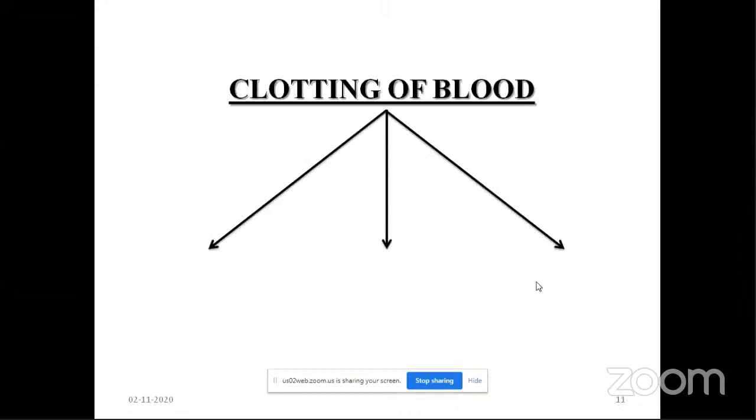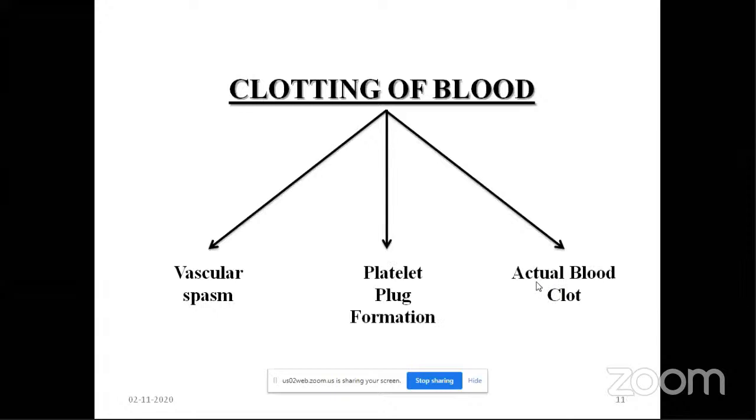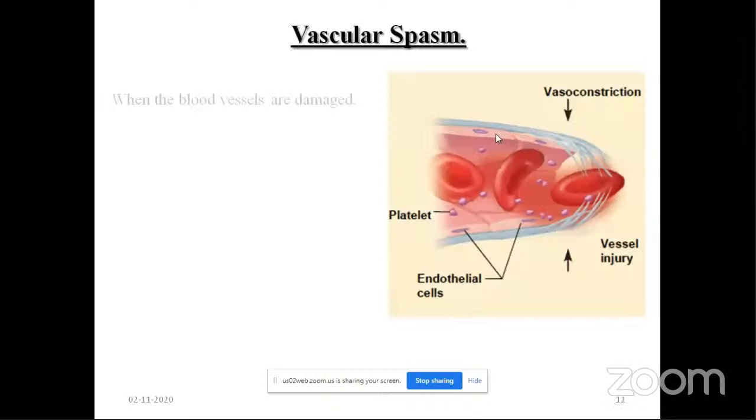They are called procoagulants, which promote the clotting of blood. And clotting of blood involves three important events. One is the reflex vasoconstriction by contraction of the smooth muscles, which initiates what we call vascular spasm. Then the second is formation of a platelet plug. This is the primary platelet plug, an unstable platelet plug which is stabilized by formation of the actual blood clot, which involves a network of fibrin fibers.